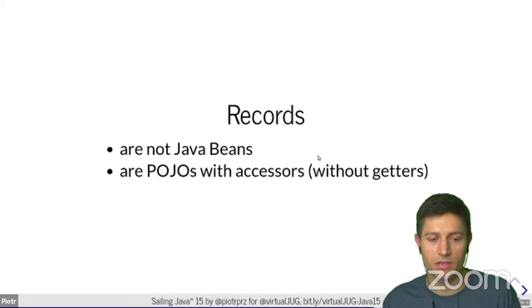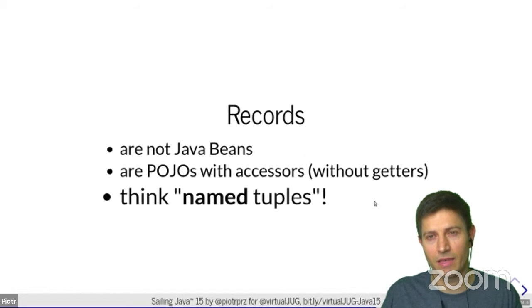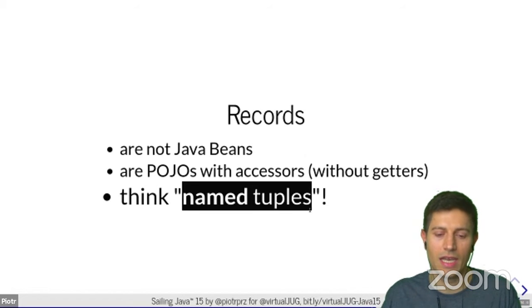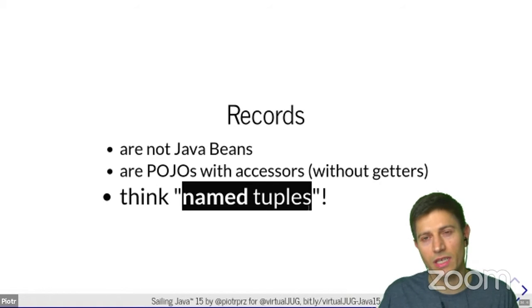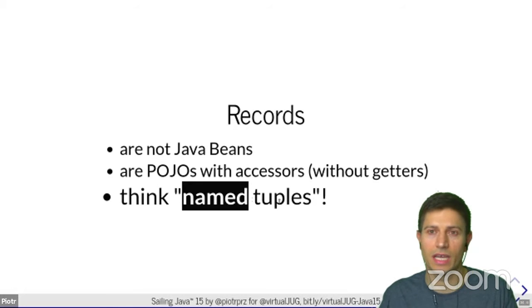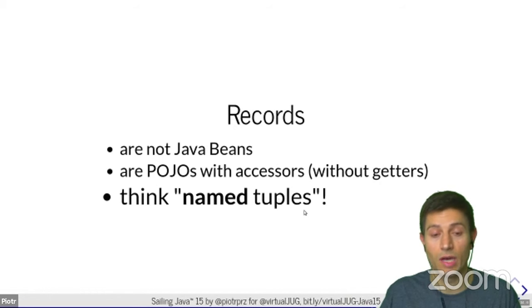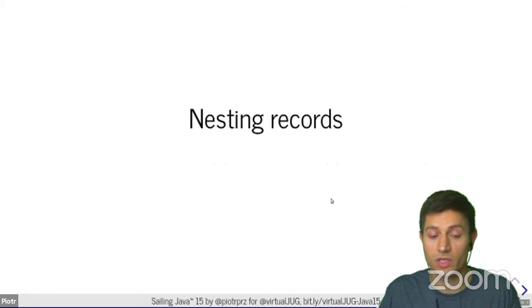And please remember, records are not Java beans. You can think of them as just POJOs with accessors. And I really like this description: they are called named tuples. For example, in SQL we have tuples, in Scala we have tuples, but these are named tuples. They're not anonymous. Each record has its own name and type. And I think that's cool, because then you can't mix peaches with plums.